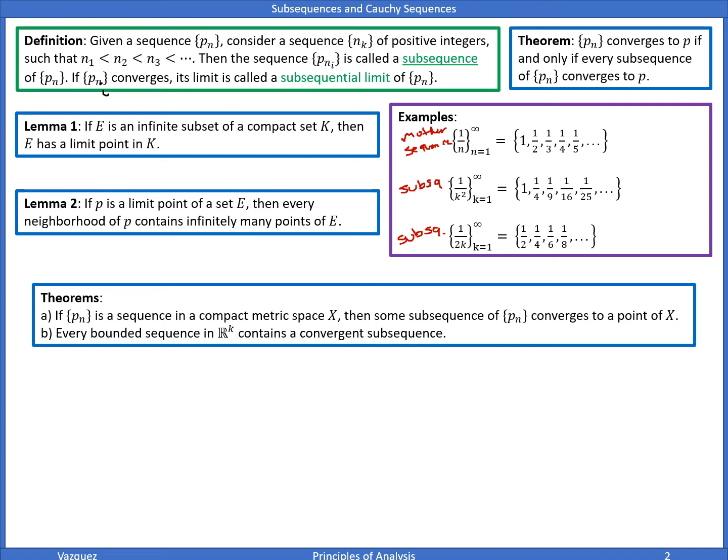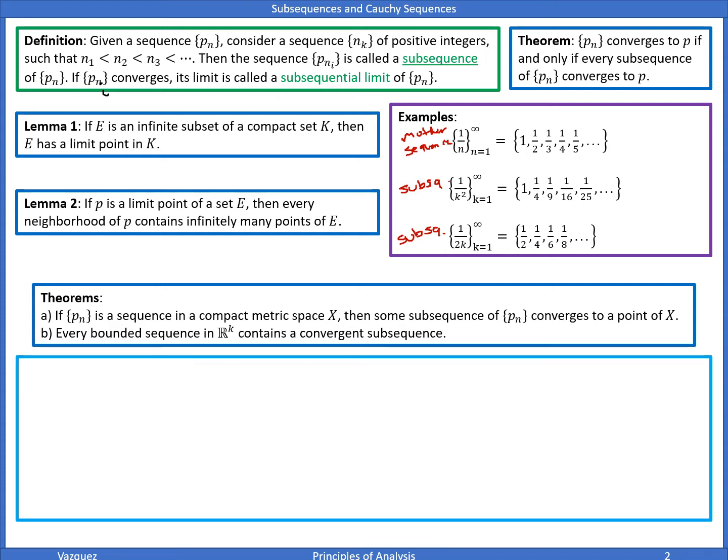Okay, so we're going to go ahead with the proof. I'm going to prove A, and I'll just help you with B. I won't prove it, but I'll give you a clue that will pretty much give it away. So first A, let E be the range of P sub n.